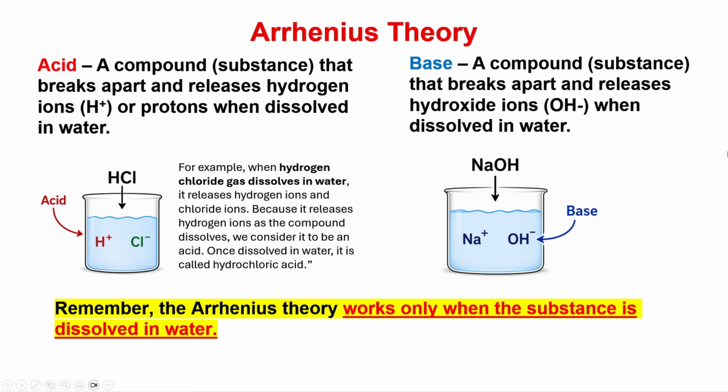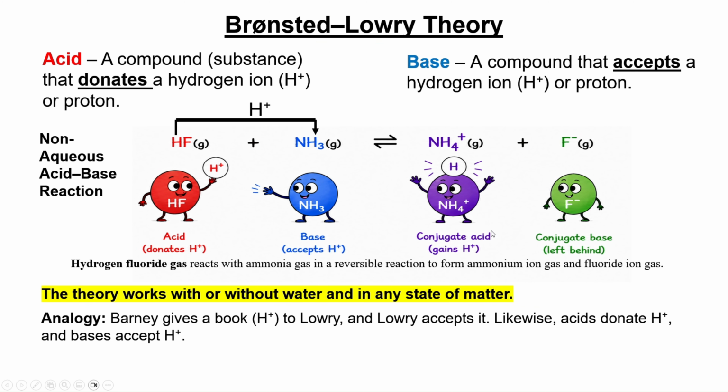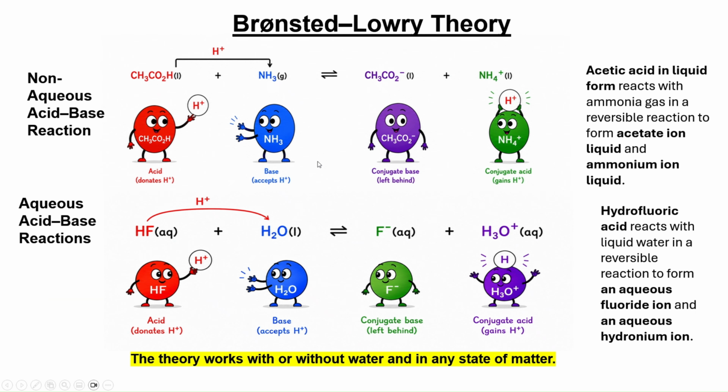In summary, Arrhenius acids release hydrogen ions and bases release hydroxide ions, both occurring in water. In contrast, Brønsted-Lowry acids donate hydrogen ions, and bases accept hydrogen ions, which can occur with or without water.